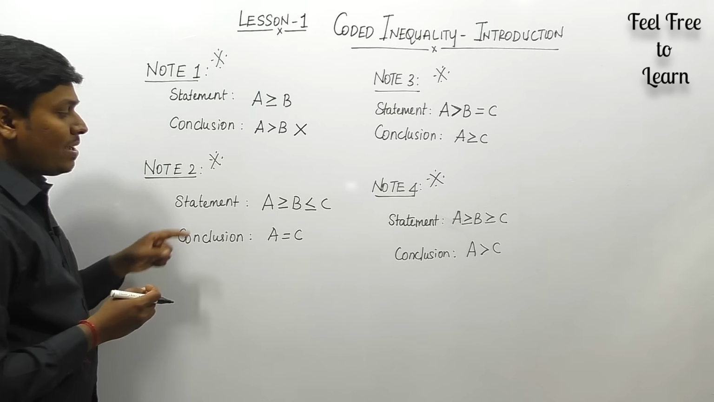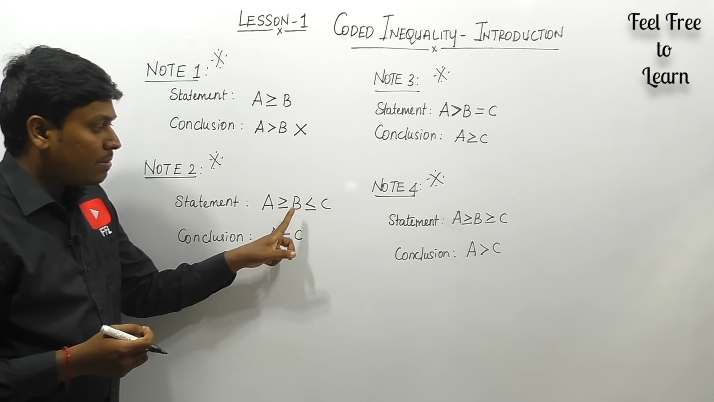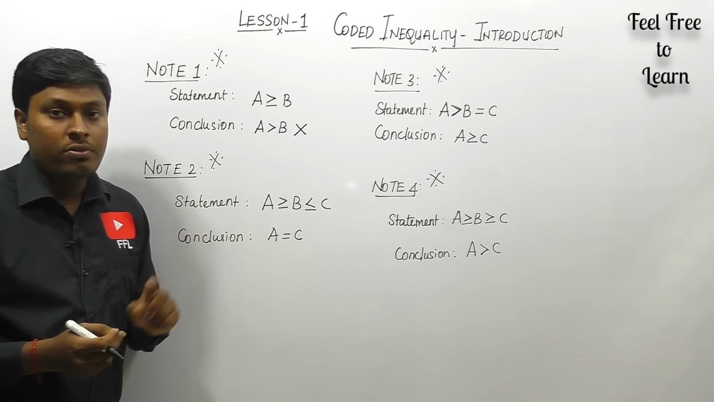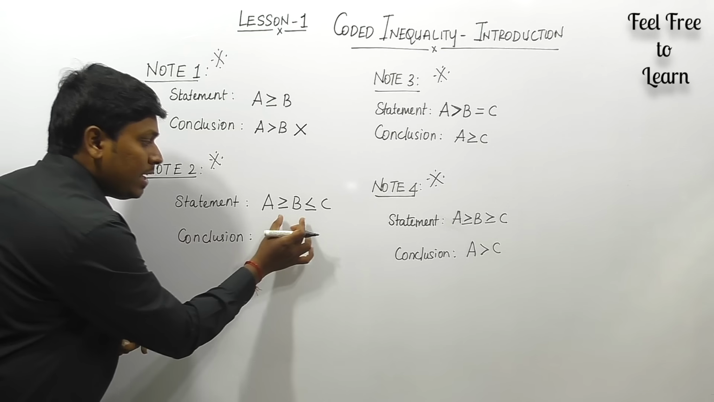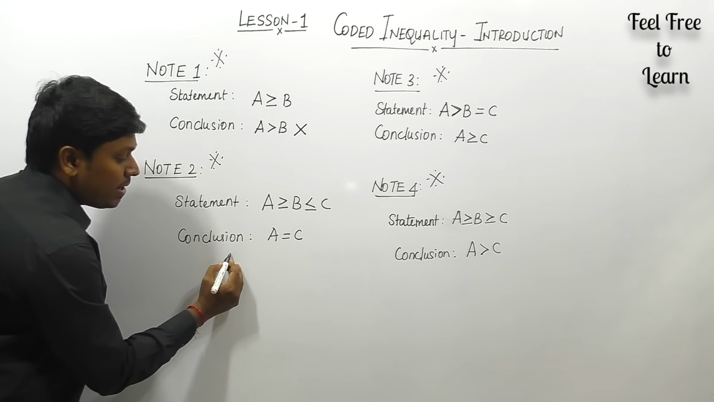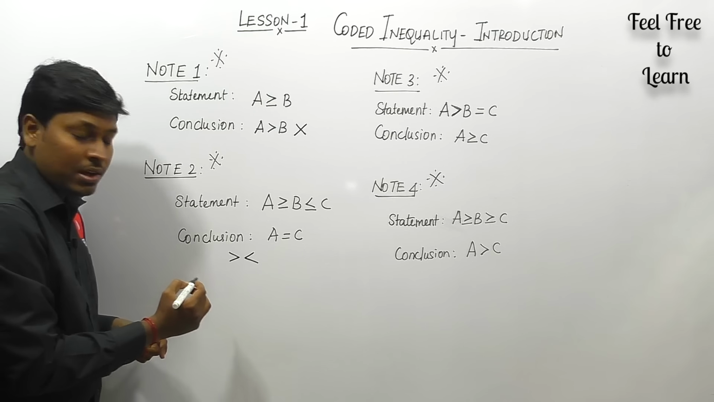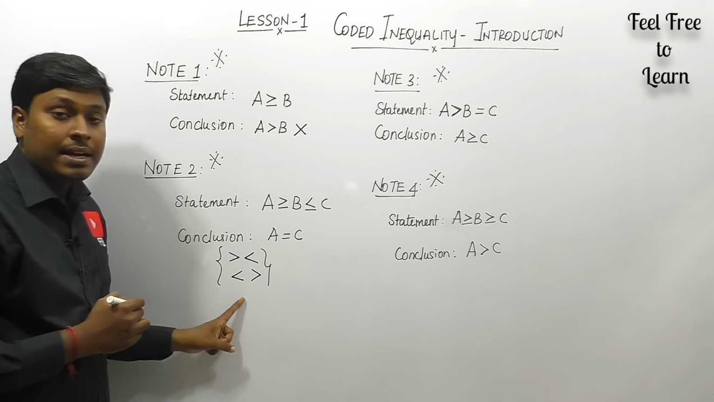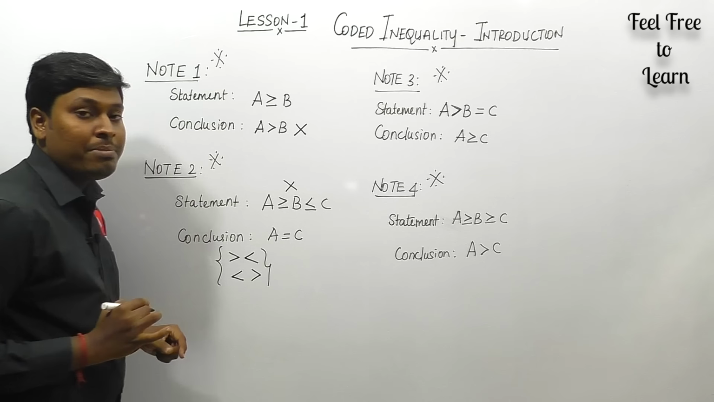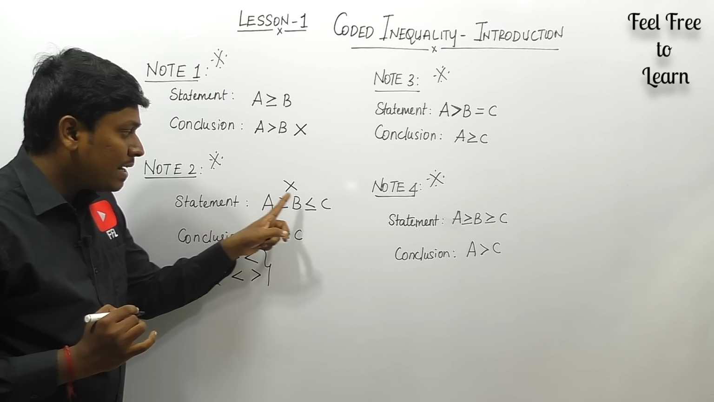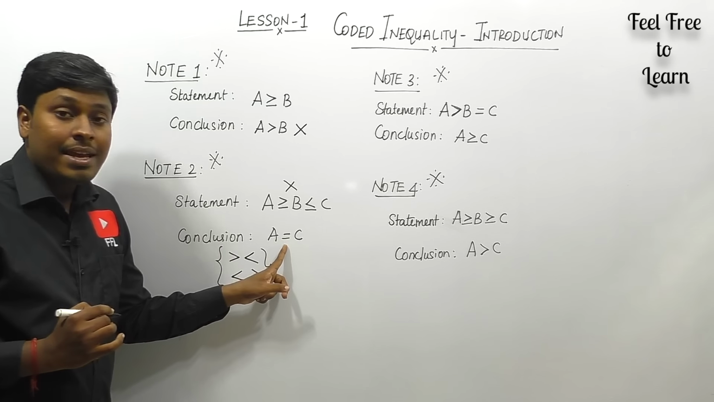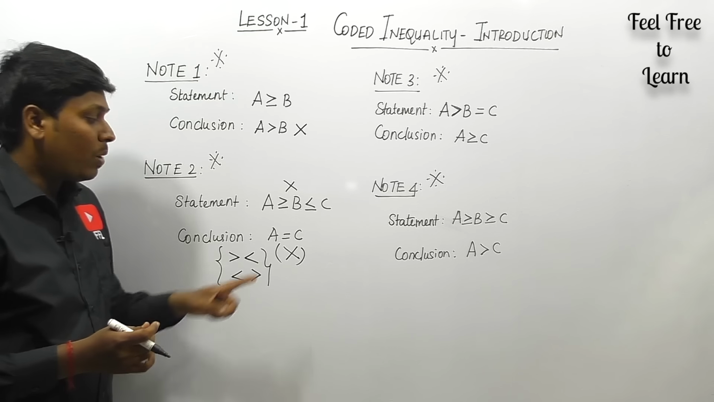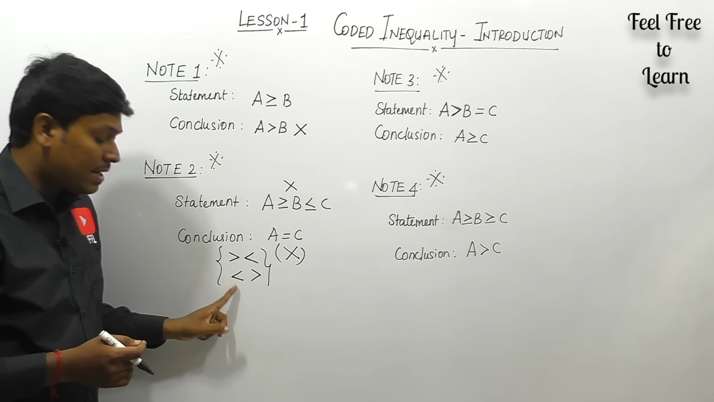So note number 2. Here the statement is A greater than or equal to B, B less than or equal to C. And now they are asking whether the conclusion A equal to C is true or false. Friends, listen carefully, even though equal to is common, while comparing, if you find one greater than, one less than, or one less than, one greater than, again and again I am saying this concept, then definitely the relationship cannot be established. So while comparing, we got one greater than, one less than, but the conclusion says A equal to C, so we can definitely say that it is false. We can't find what the relation between A and C is if this condition occurs.